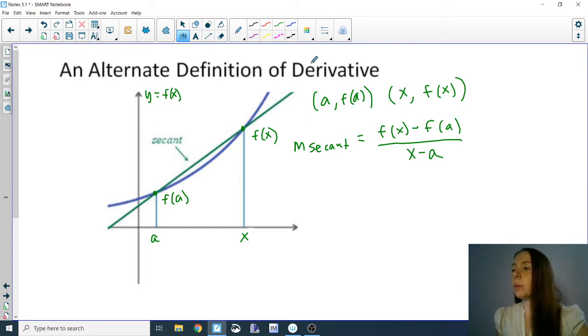Now, again, what we want to do is make that formula into the formula for the slope at just 1 point, and we're going to label it at this point. And that will find the slope of what we call the tangent line. The tangent line is the line that hits the curve at just 1 point.